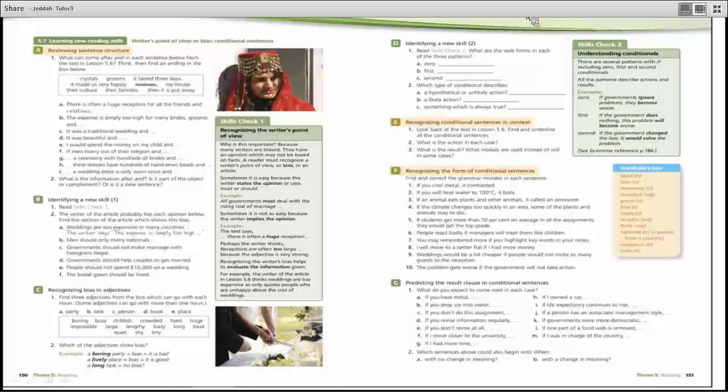Recognizing the form of conditional sentences. Okay. So what we have here is an exercise in editing and proofreading where you have errors and you're trying to first of all detect them, and after you detect them, you correct them. You have 10 sentences. So find and correct the grammar mistake in each sentence. There is a grammar mistake in every and each sentence, I promise you.